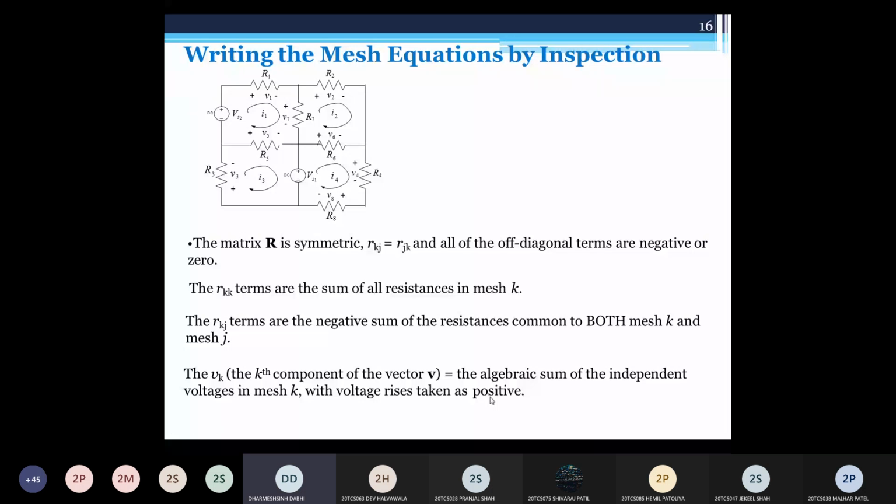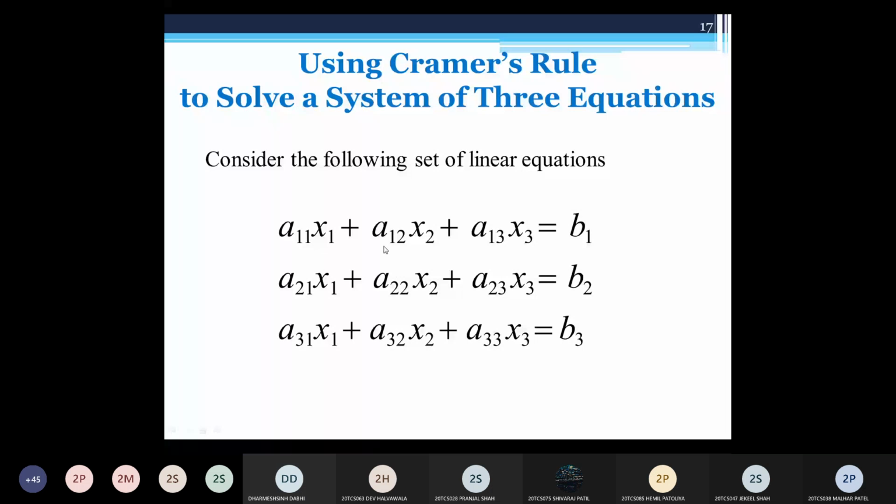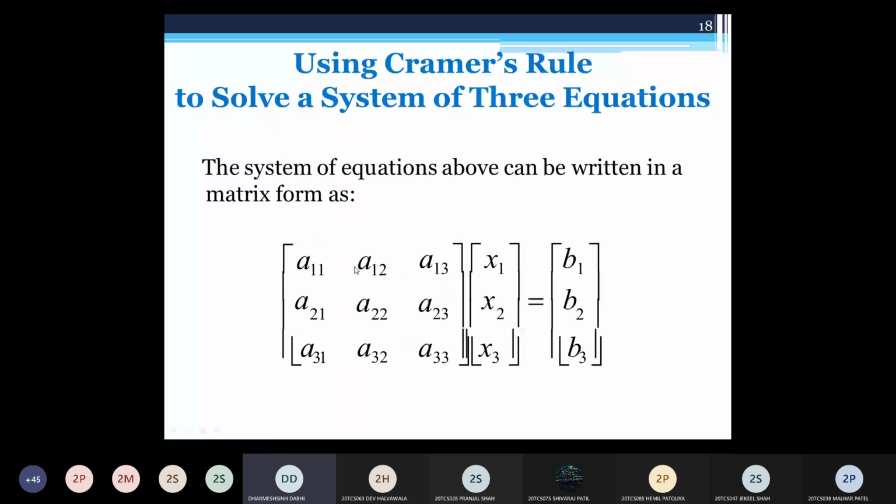So last time we did this example, three equations, A11, A12, A13. Suppose you assume that is your resistance of first mesh, A21, A22, A23, that is the resistance for second mesh. Same way A3 for the third mesh. X1, X2, X3, that is your current. B1, B2, B3, that is your voltage. So first make the matrix of resistance. This is a current matrix, this is a voltage.